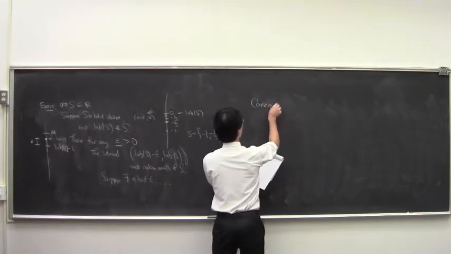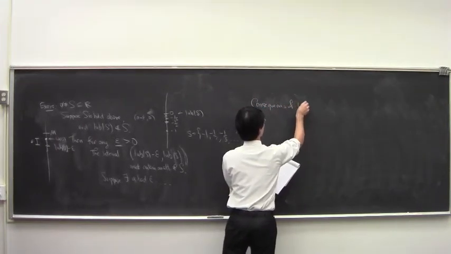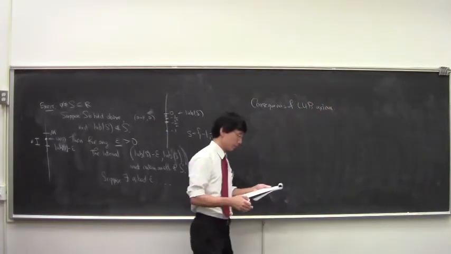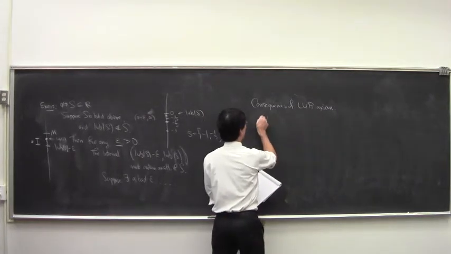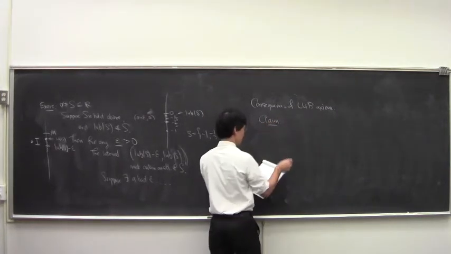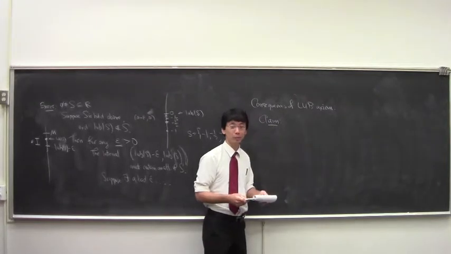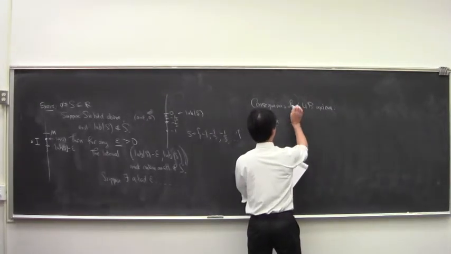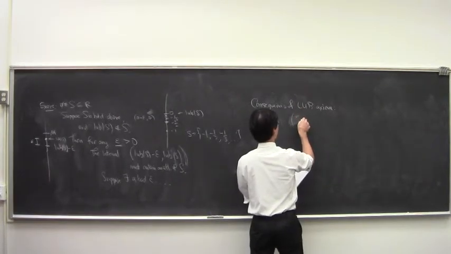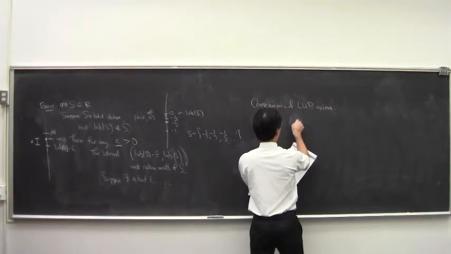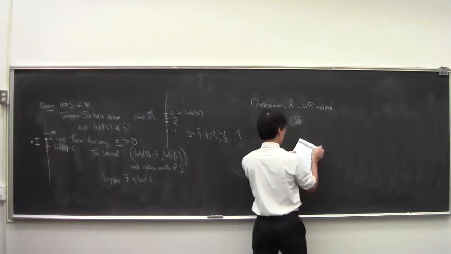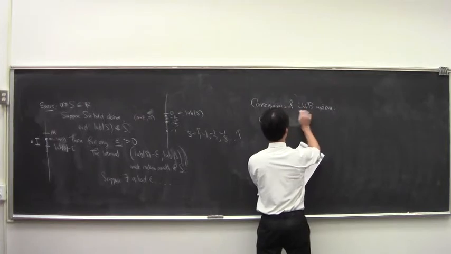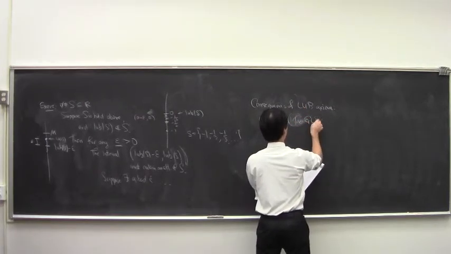Consequences of the least upper bound axiom. One simple one is something that could be called the greatest lower bound axiom. It may not be called this, but it would make sense to call it this. The greatest lower bound.